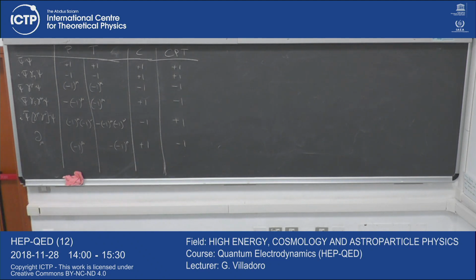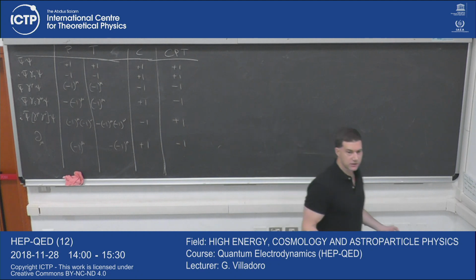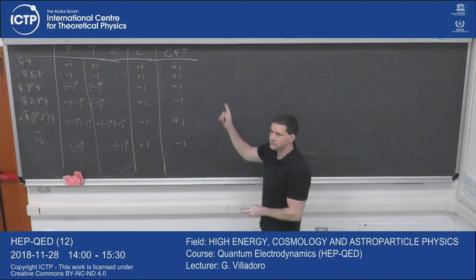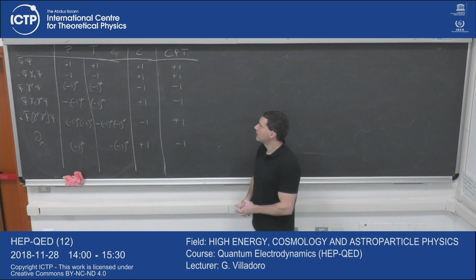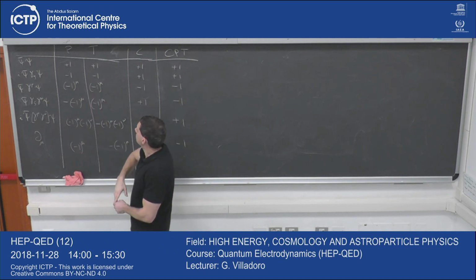This is part of what is called the CPT theorem, which states that any consistent Lorentz invariant local quantum field theory is CPT invariant. So CPT is always conserved. Instead, individually, C, P, or T can be violated. And indeed, we know weak interactions violate P, weak interactions violate T, or CP, because CPT is not violated.